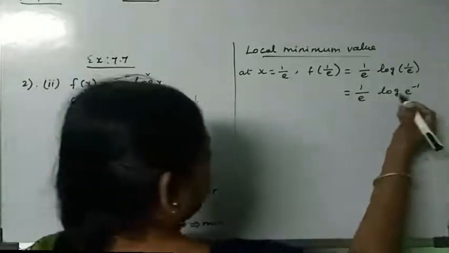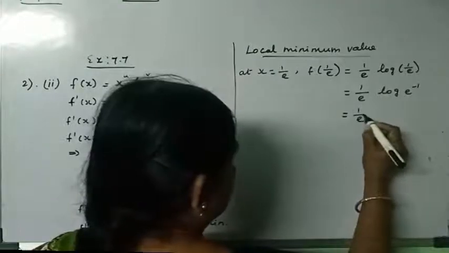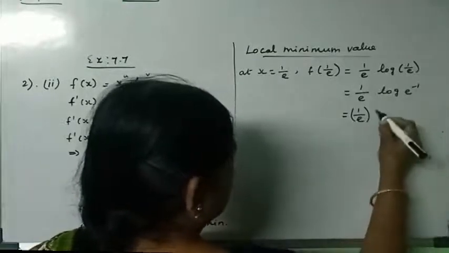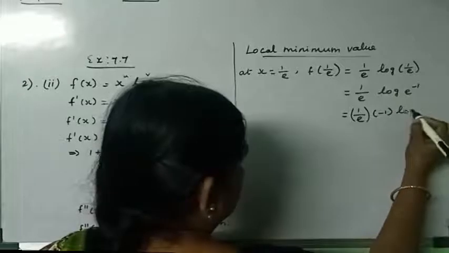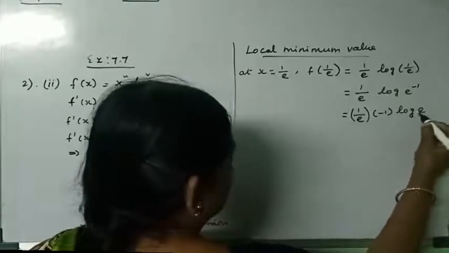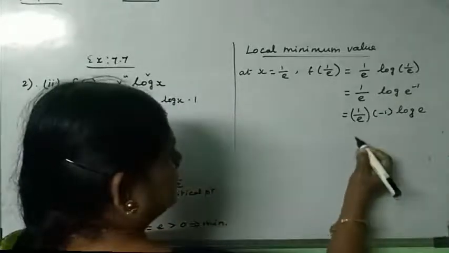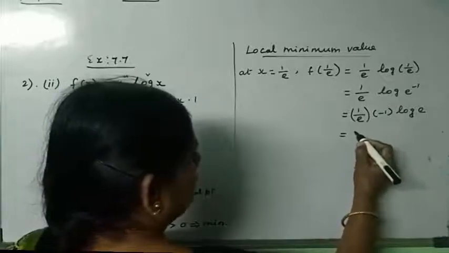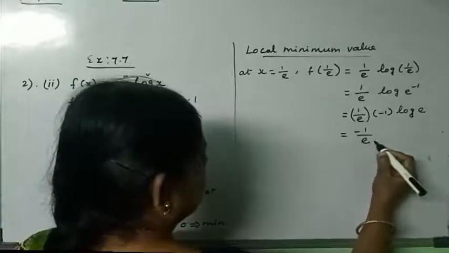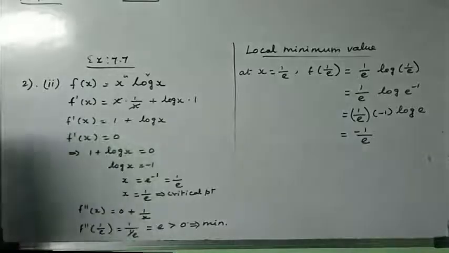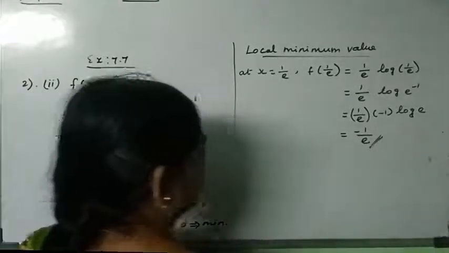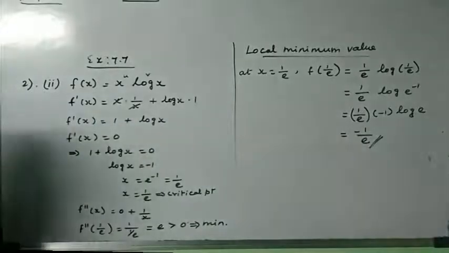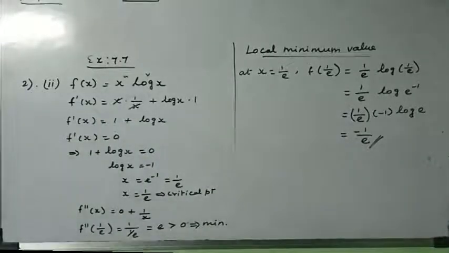Now power rule use பண்ணோம்னா 1 by e, இந்த minus 1 இந்த side வந்துரும், log e. Now log e value is 1, so 1 into minus 1 is minus 1, so the value is minus 1 by e. So this is the local minimum value of the given function. So this is the local minimum value. Now third subdivision.